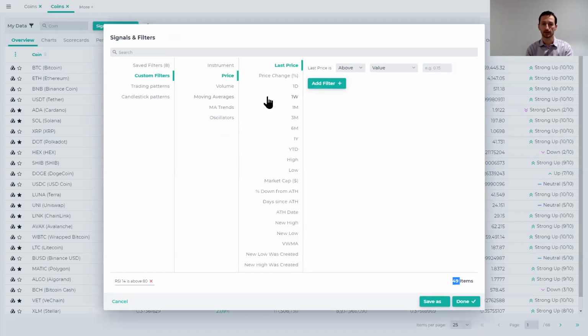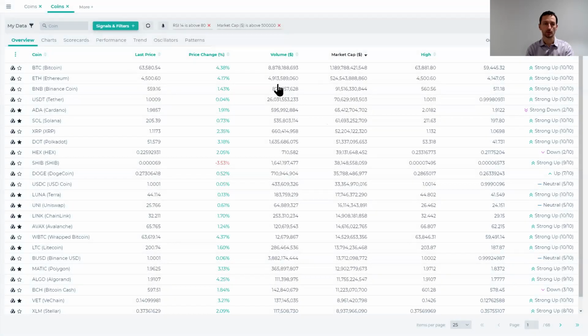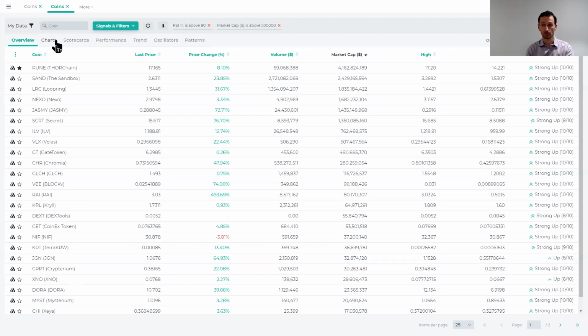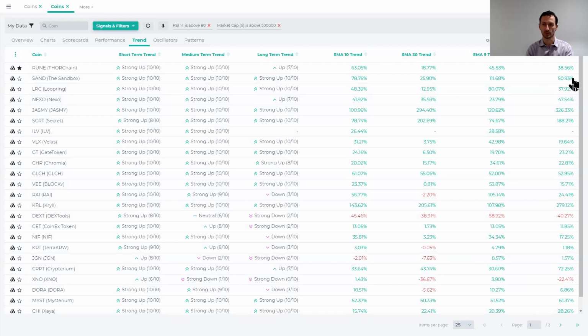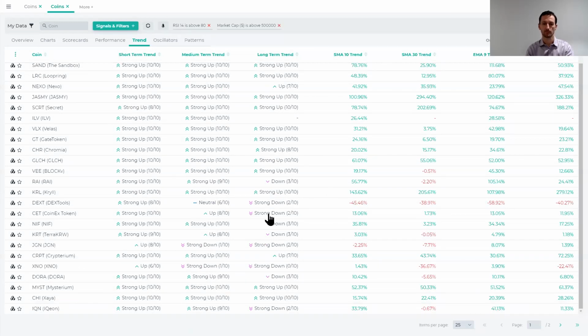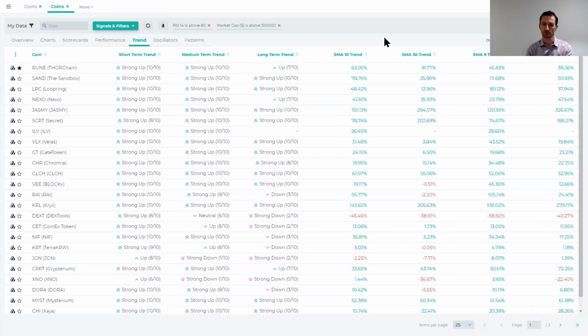And I'll add my usual market cap filter as well. 29 coins. Here we are. Now, these should all be in an uptrend across the board, as you can see here, okay? Some of them on the long-term basis are actually in a strong downtrend. So maybe they've just had a recent strong upswing. But how do we use this filter? Well, I wouldn't use it to short coins because these are in an uptrend and we don't want to go against the trend in general.